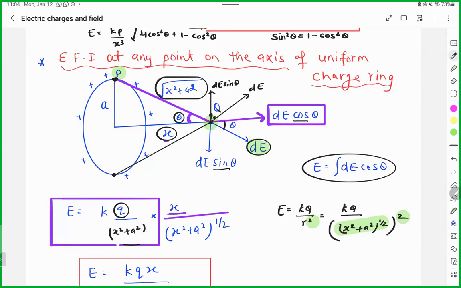What will be the cos theta value? Here, cos theta is base upon hypotenuse. What is the base? x. What is the hypotenuse? x square plus a square whole to the power 1 by 2, under root. Correct? That's why this is given.